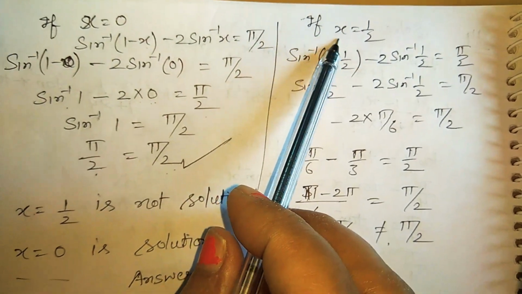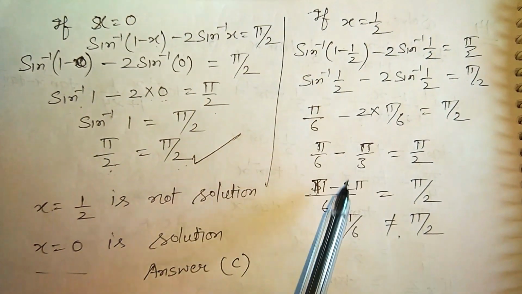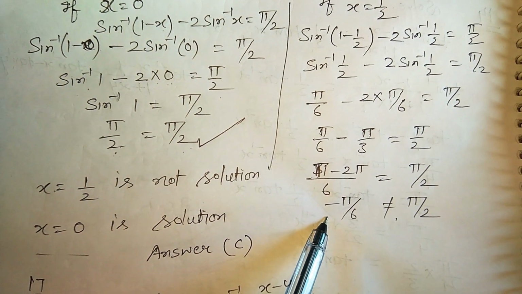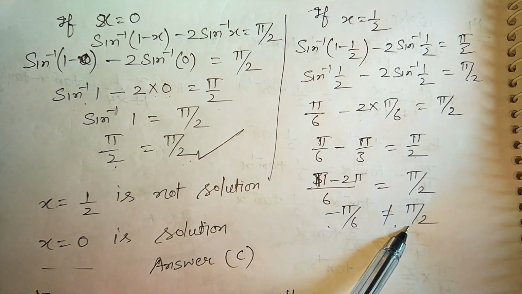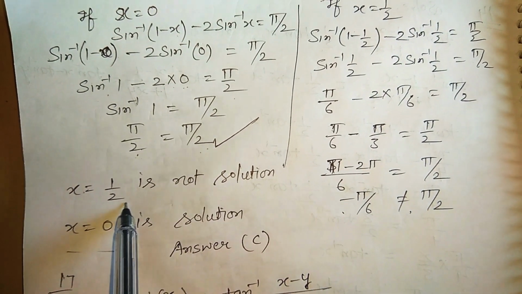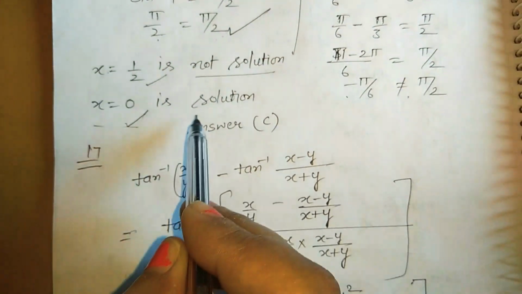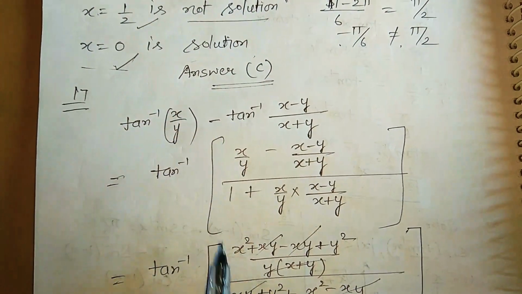But when we put x is equal to 1/2, we will get minus pi/6 on the left hand side and the right hand side is pi/2. So these are not equal. So 1/2 is not a solution. x is equal to 0 is the solution. So then C part is correct.